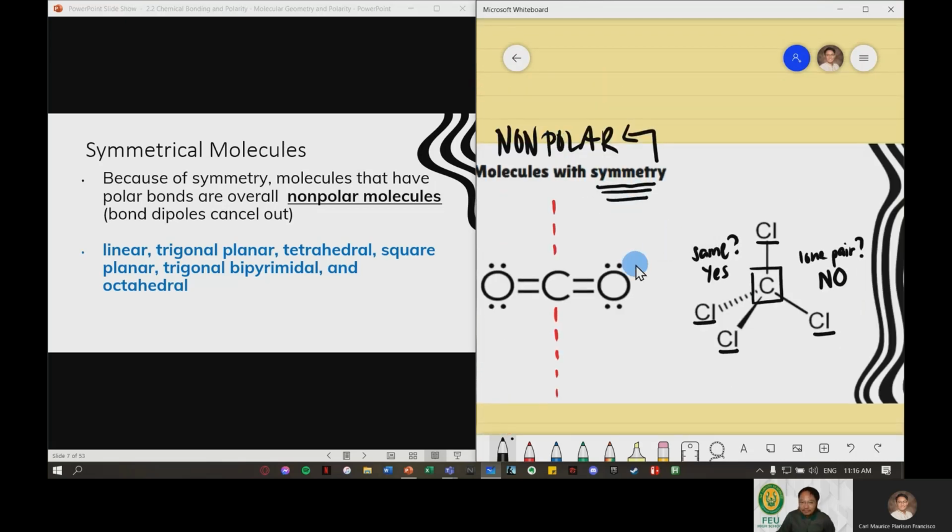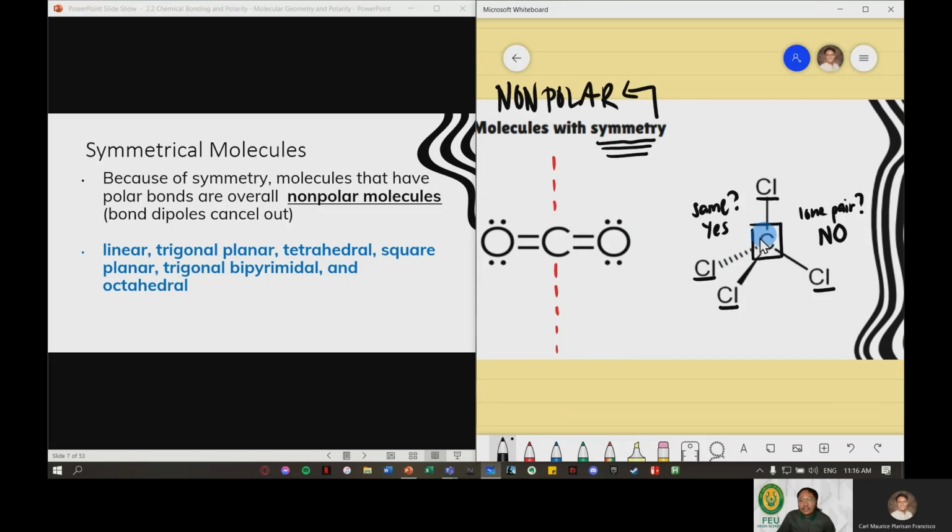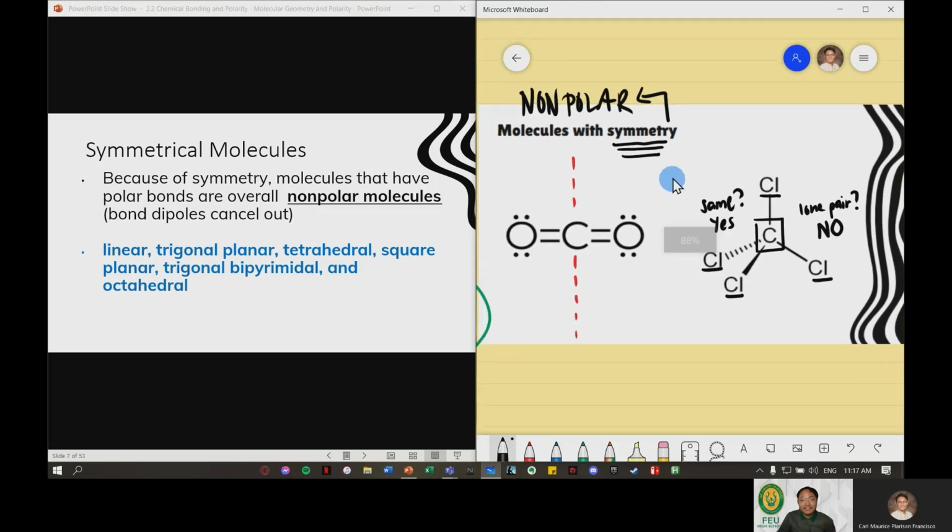symmetrical and nonpolar. Let me repeat, this is all or nothing. The central atom must not have any lone pair. The terminal atoms should be the same, symmetrical, nonpolar. And let me repeat, all symmetrical molecules are nonpolar in nature. Okay, so these are the things you need to consider in identifying the symmetry and polarity of a molecule based on symmetrical shapes.